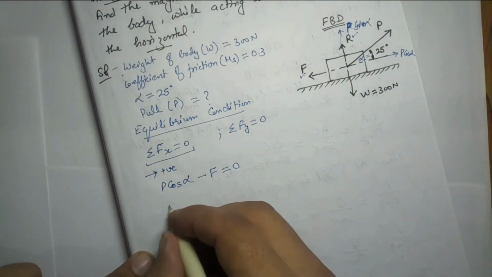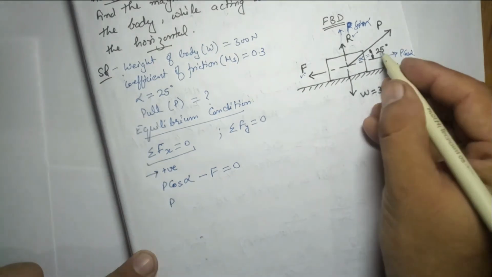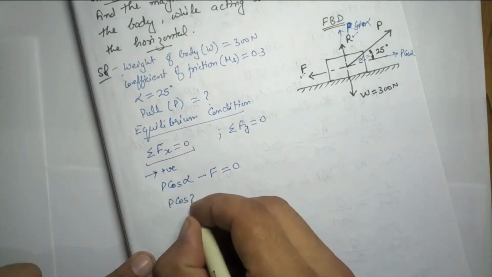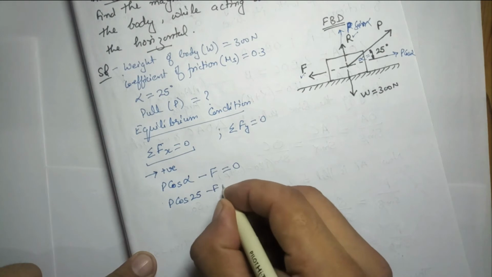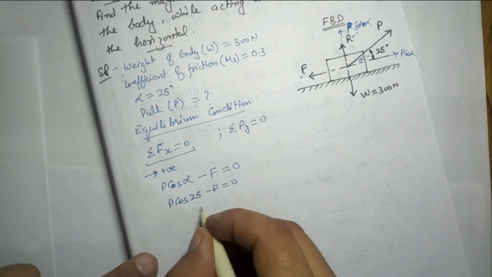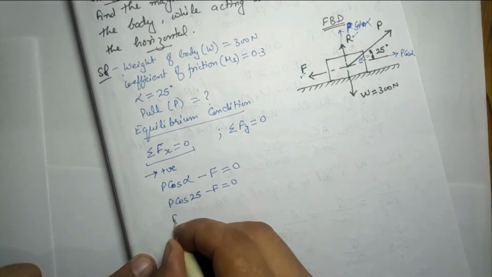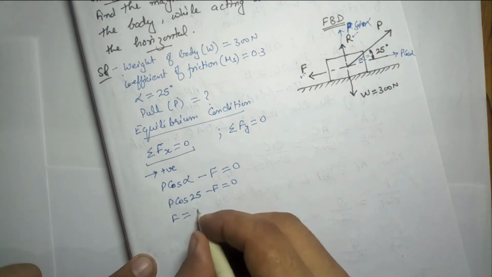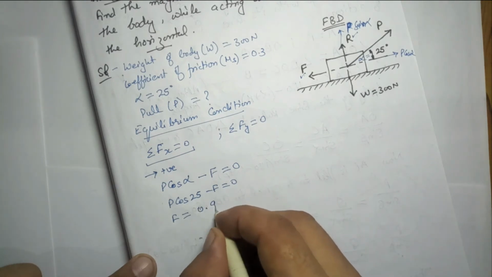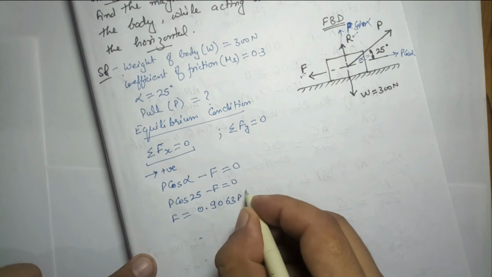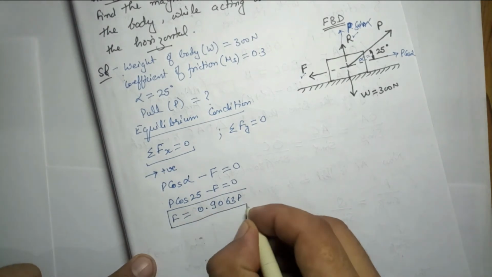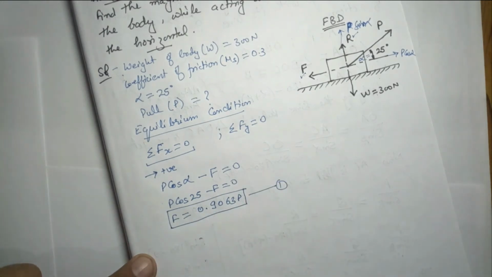Now P cos alpha, we know cos 25, minus F is equal to 0. We calculate the value of cos 25, and in this way we get F, taking the value on that side, that is 0.9063 P. This is just the value of cos 25. So this is equation number 1.